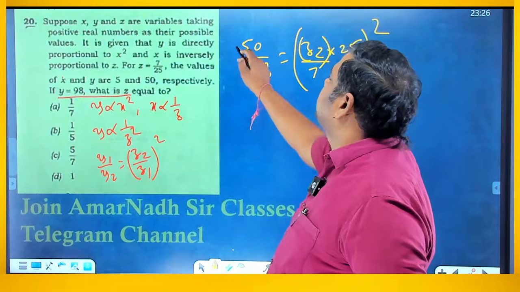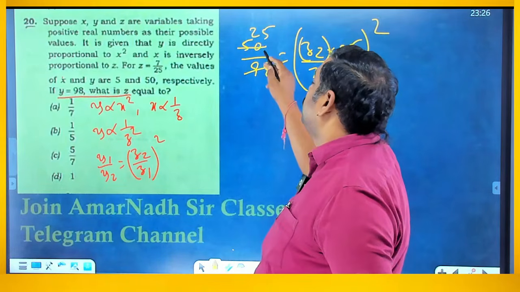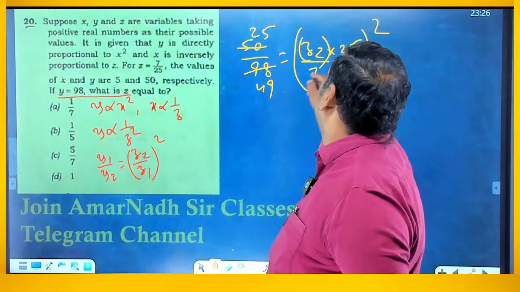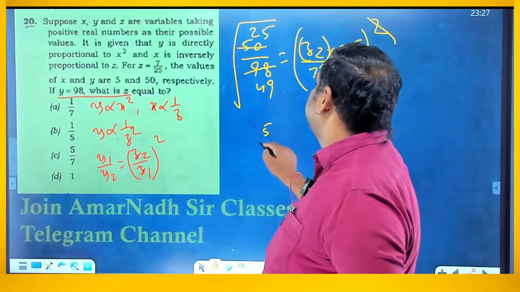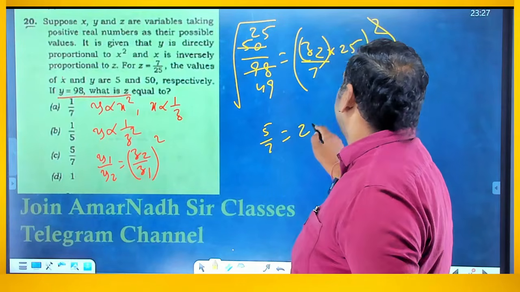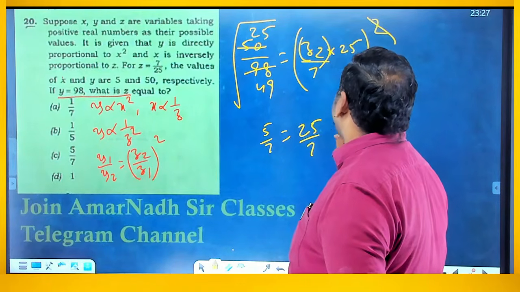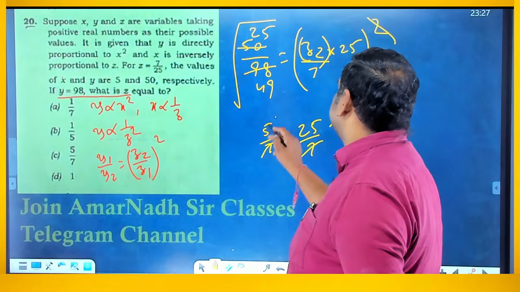Okay. Cancel with 25 and 2. Cancel with 2, 49. Okay, square, na? Move this square this side, it will be square root, right? So that is 5 by 7 is equal to 25 by 7 into z2. Okay, 7 cancels, 5 1 5 5, na.